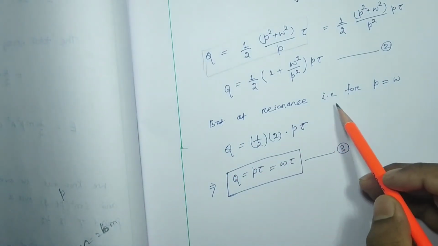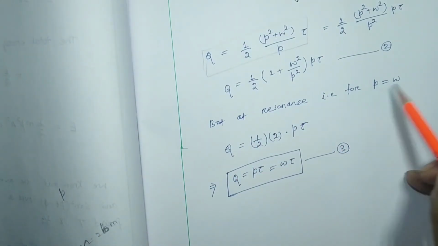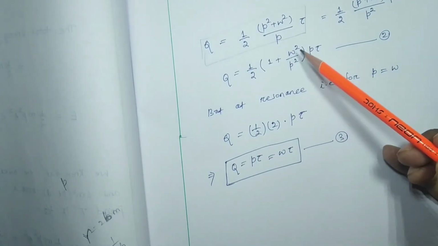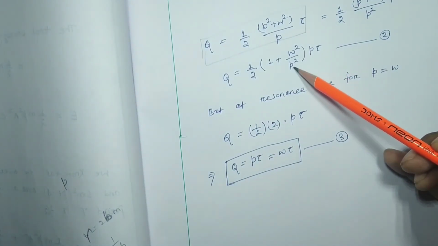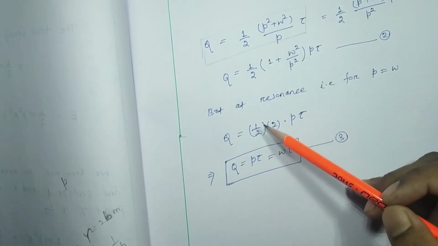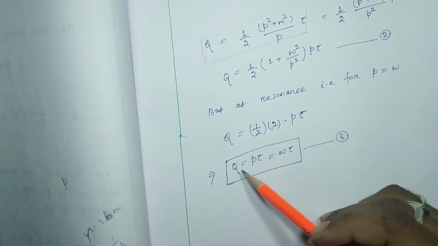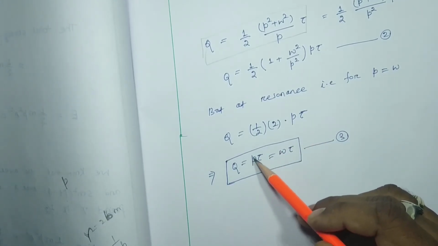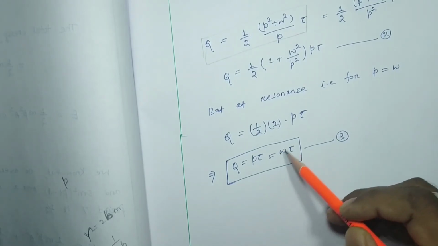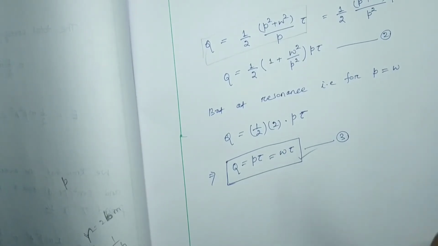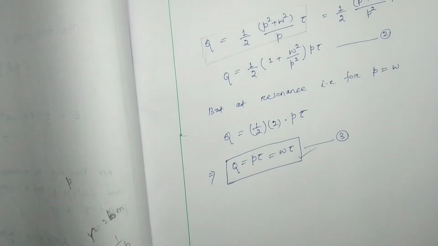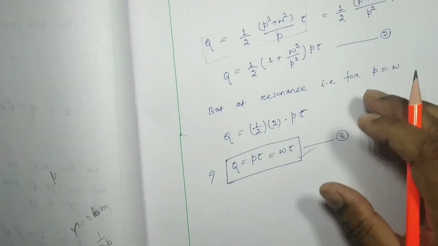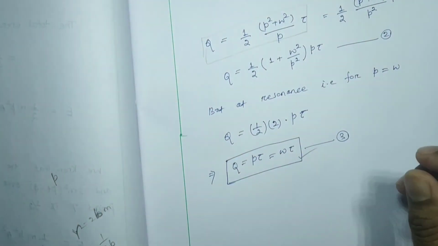But at resonance condition, that is p equal to omega, this omega square by p square will be equal to 1. So 1 plus 1 equal to 2, and 1 by 2 into 2 into p into tau will be equal to p tau. At the resonance condition, p equal to omega, so it can also be written as omega into tau. This is our quality factor of forced harmonic oscillation. So this is all about forced harmonic oscillation, and in today's class forced harmonic oscillation has been completed.